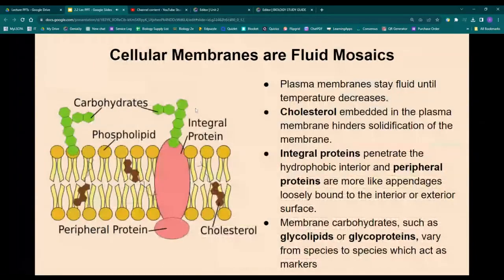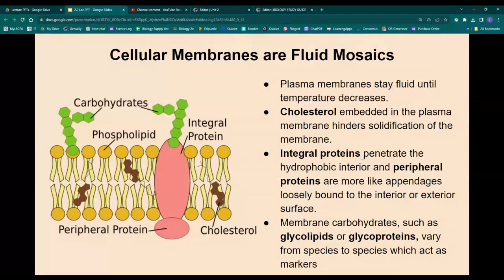So what else we have here is in the fluid mosaic model, we're not saying that it's just made out of phospholipids. There's also cholesterol. And remember when we talked about cholesterol, it is a lipid, but it helps to act as a heat protectant, preventing the phospholipids from becoming too fluid or too viscous.